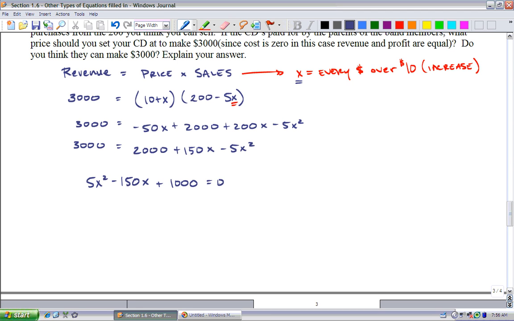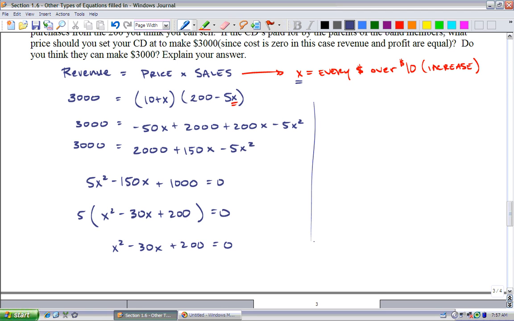equals 0. Then I'm going to factor out a 5. I'm going to get x squared minus 30x plus 200 equals 0. I'm going to divide both sides by 5, which 0 divided by 5 is 0, so I'm just going to be left with x squared minus 30x plus 200 equals 0.